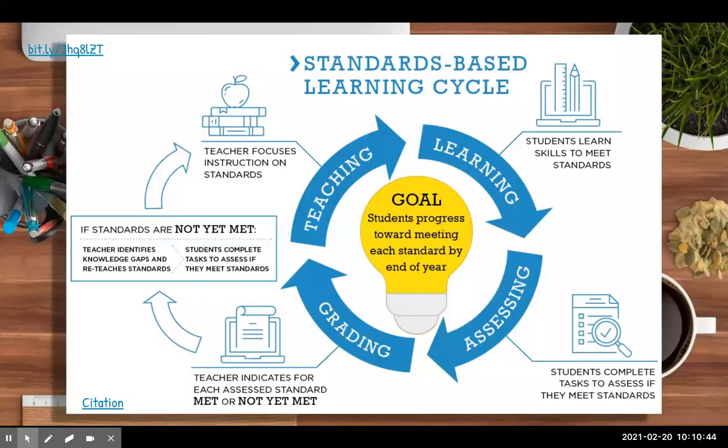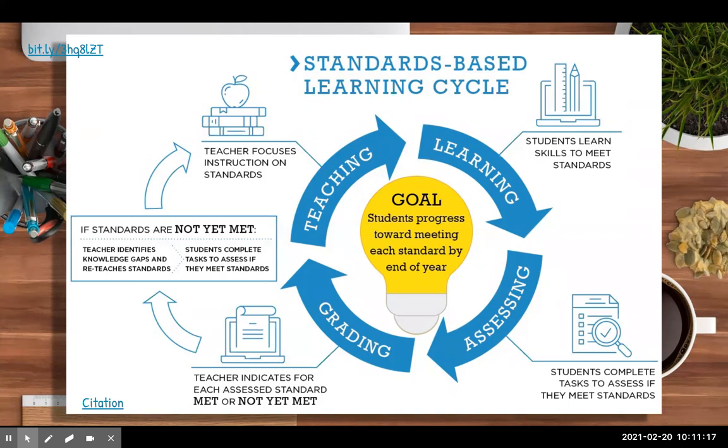So the cycle kind of looks like this. You start off with your teaching. The teacher focuses on the instruction for that standard, of course, right? That's basic teaching. Students learn skills to meet the standard. Students complete tasks to assess if they met the standards. Very good. And then the teacher indicates for each assessed standard if it's met or not met. It's a yes or no. It's not an A, B, C, D, F. It's yes or no. All right.